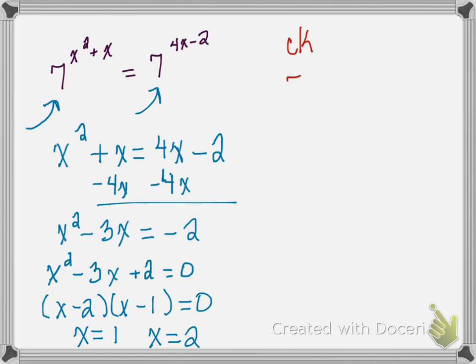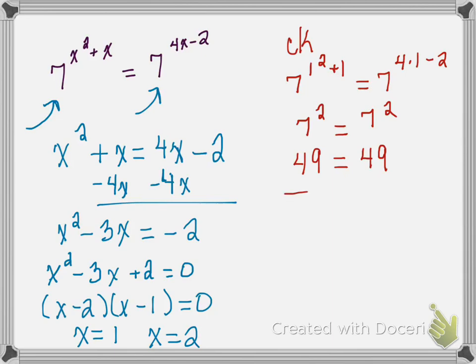So I am going to check the 1. So I have 7 to the 1 squared plus 1 equals 7 to the 4 times 1 minus 2. So I get 7 to the second power and 7 to the second power. So it works. You could even go one step further and say 49 equals 49.